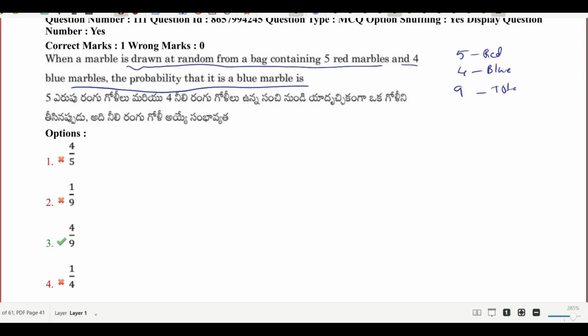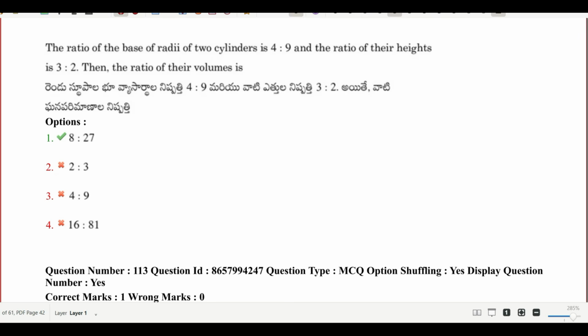9 marbles are there. So, if we want to pick one marble from that, what would be the probability of getting the blue marble? Probability of getting a blue marble is equal to the number of blue marbles, that is 4, by the total number of marbles, 9. So 4 by 9 is the required probability. So the third option is the correct answer. Now let us see the next question.